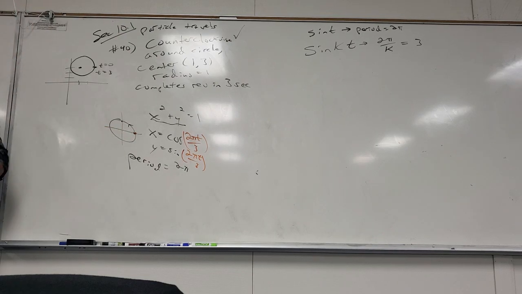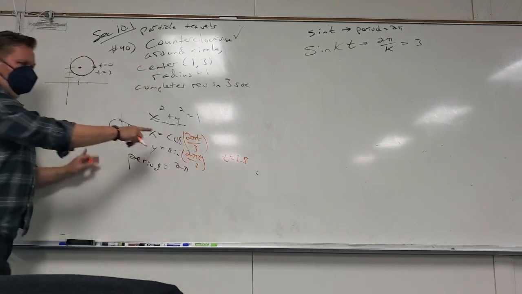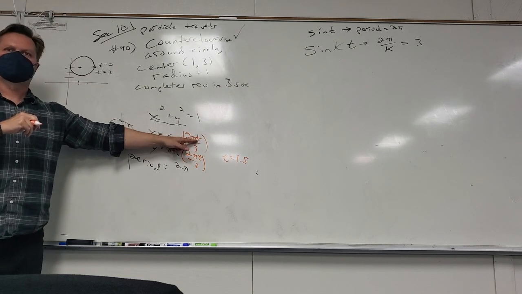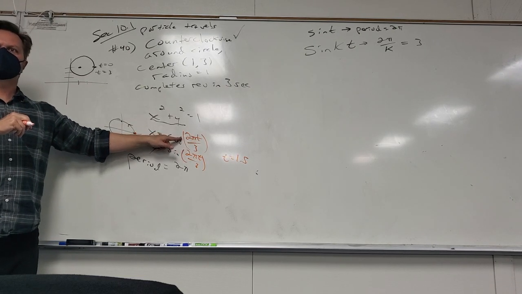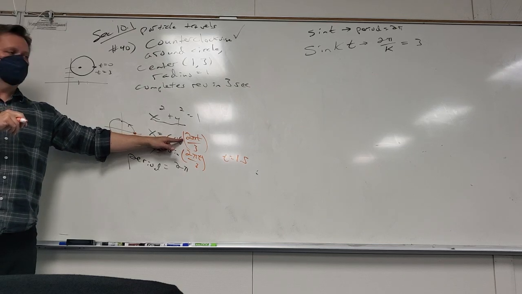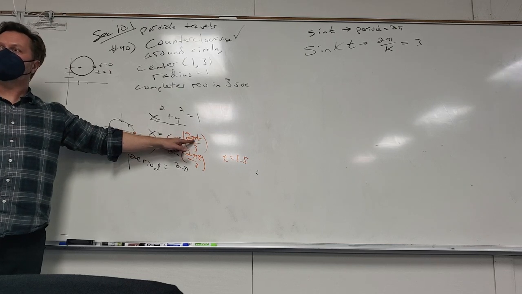When t is 1.5, what's the angle I'm talking about? 1.5 times 2 is 3. 3 divided by 3 is 1. So I'm talking about pi, correct?